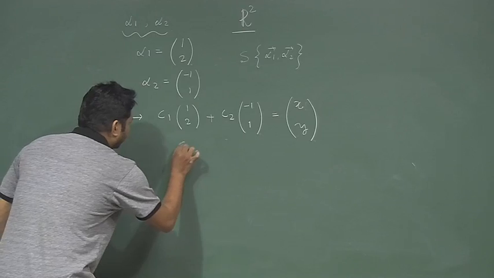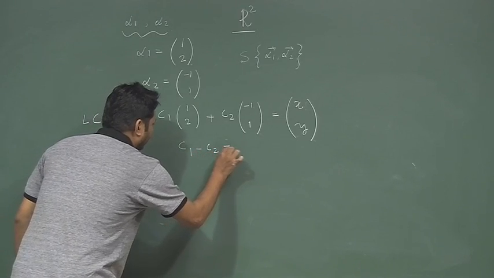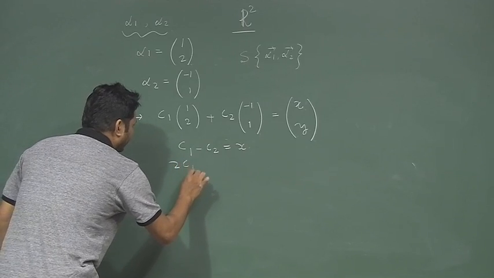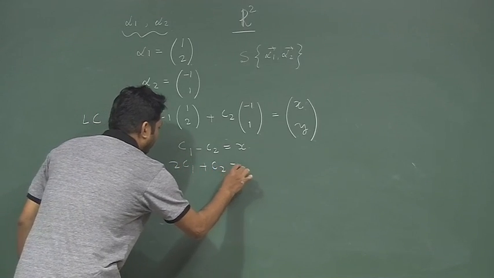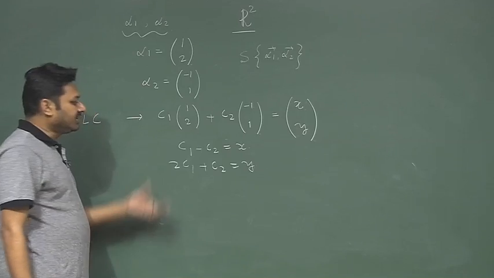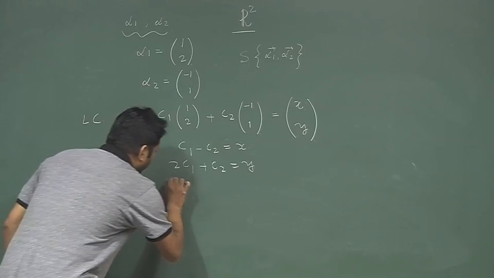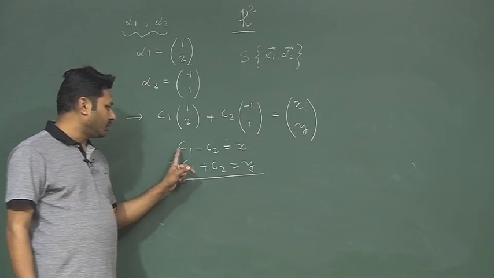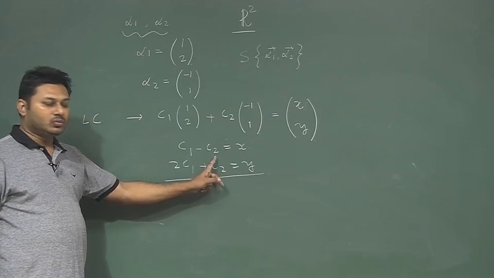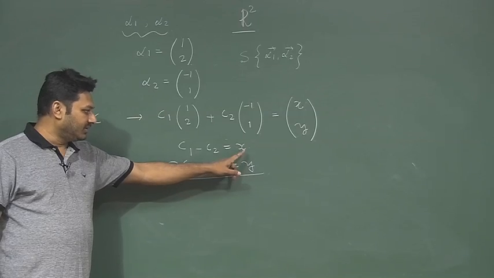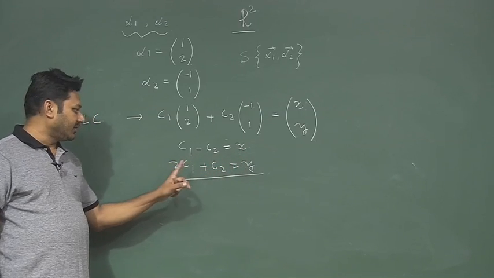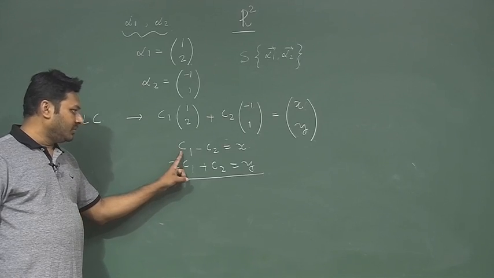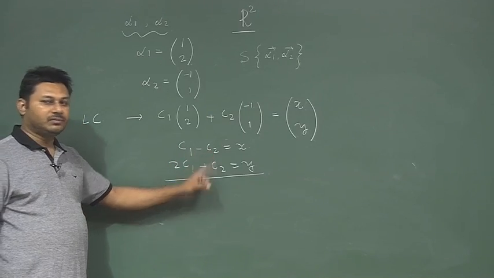So it is quite simple. C1 minus C2 will be x, and 2 C1 plus C2 will be y. This is my equation, the first equation. Now if I try to solve that, mind it, I need to find my C1 and my C2 when x and y are given. It is not that I try to find x and y; I try to find C1 and C2. So I need to solve in such a way that I have C1 in terms of x, y and C2 in terms of x, y.